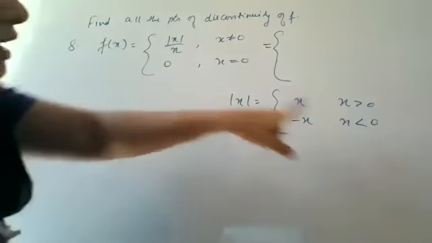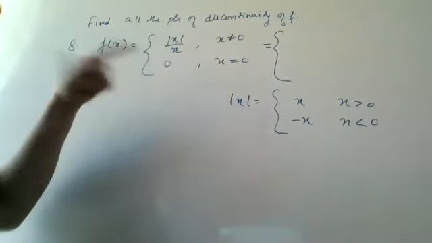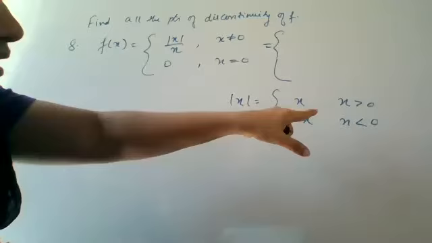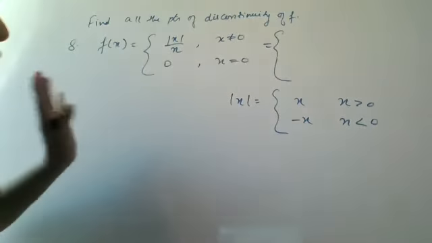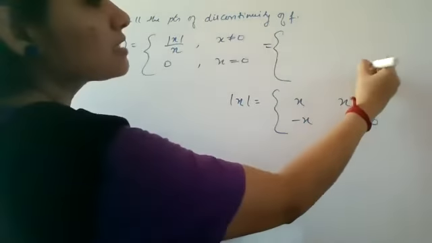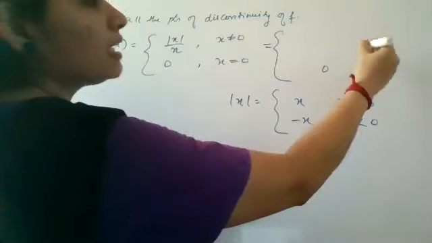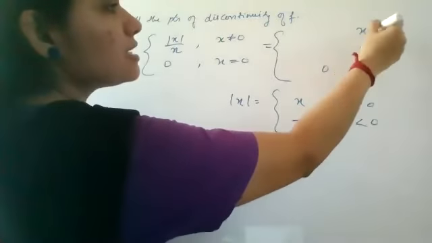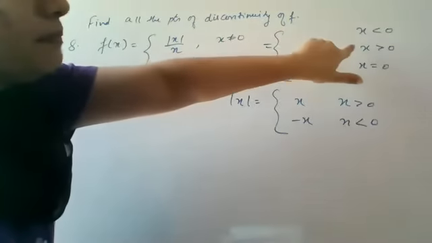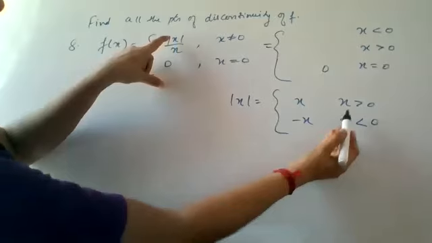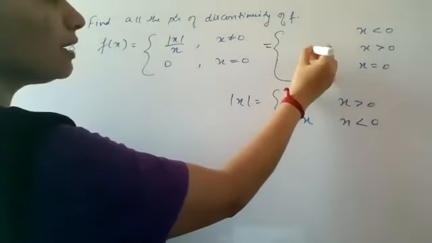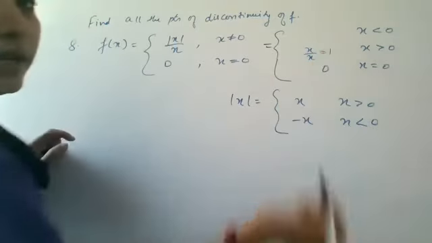I did not include equal to here because they have already defined the function at 0. There is no need to take it here. Already they have defined it. What will happen at 0? Okay. So when x is 0, it is 0. Now I am taking when x is greater than 0 and x is less than 0. When x is greater than 0, what will be the value of mod x? It will be x. The function becomes x by x, which is 1.